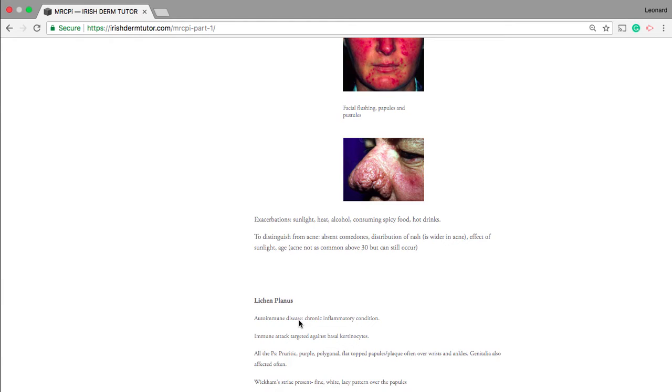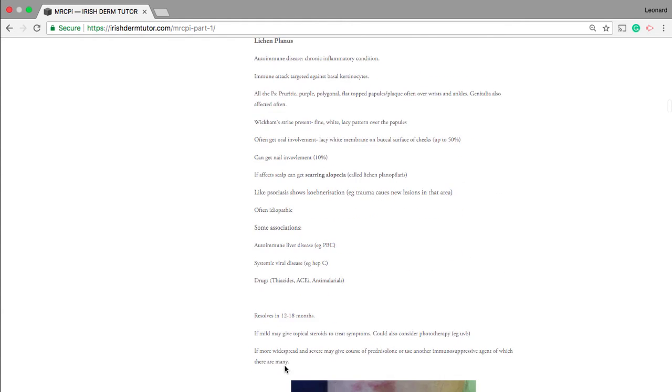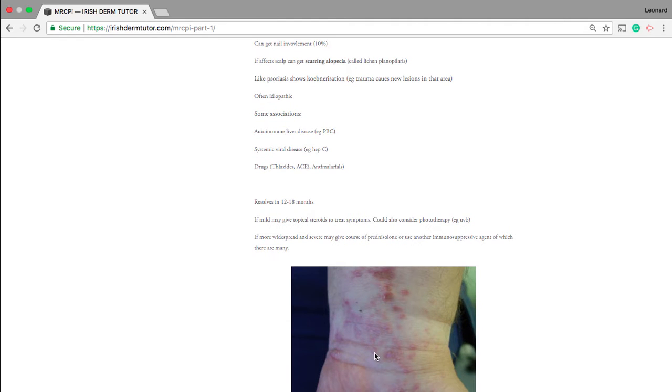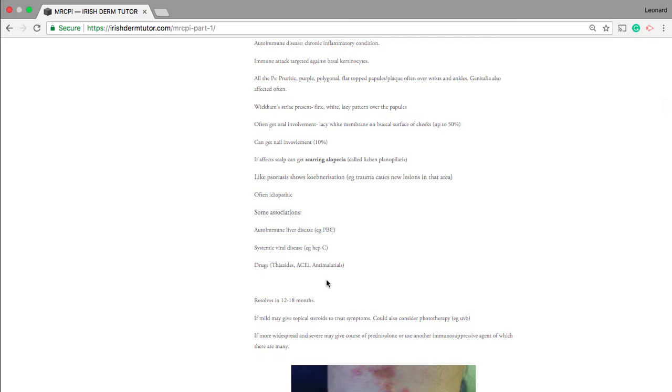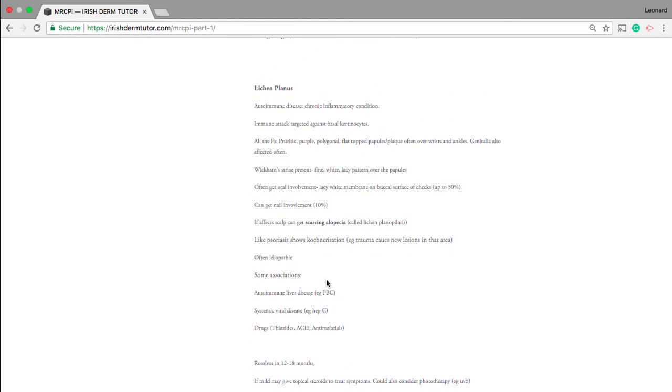Moving on to lichen planus, it is an autoimmune disease and is a chronic inflammatory condition. It is thought that the immune system attacks against basal keratinocytes, which are just above the basement membrane, and it often presents as all the P's. So you get these pruritic, purple, flat-topped papules and plaques, and they tend to occur on the wrists and ankles, and you can also get them on the genitalia, but it can occur in any areas really.